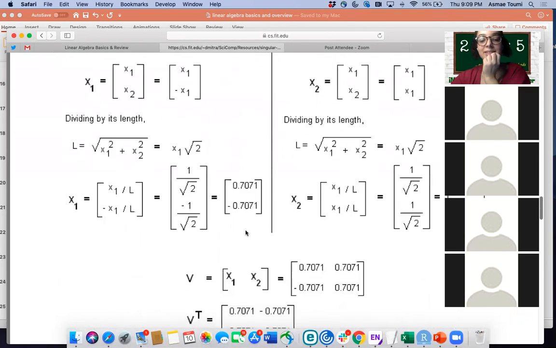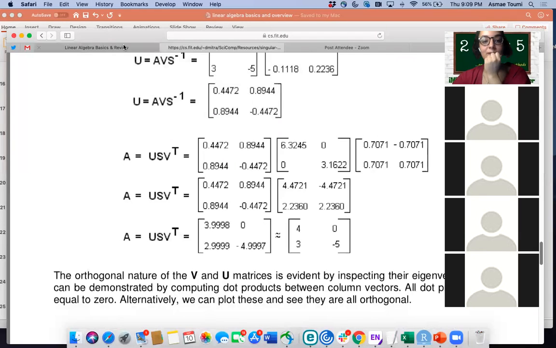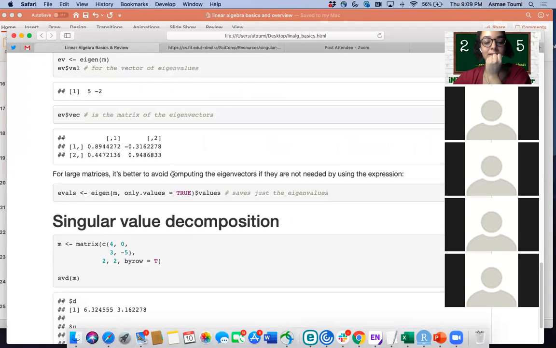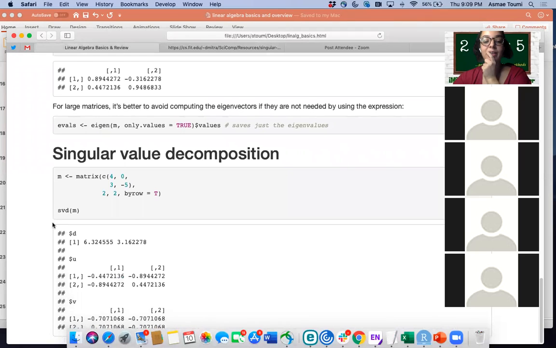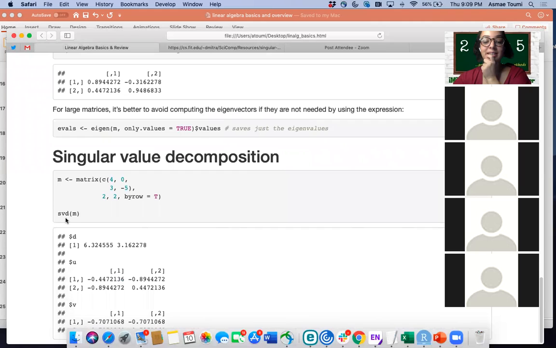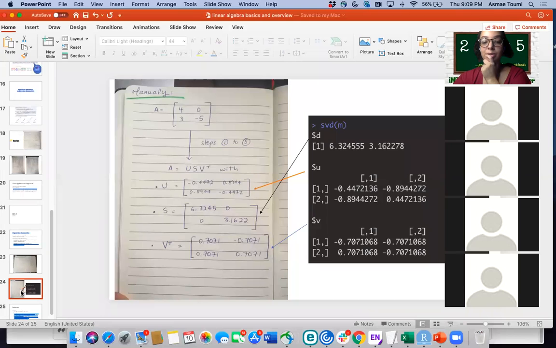So yeah, I think you get the idea. All right, so the way you do this in R, and this comes with base, you don't have to download a package for it, is you define your matrix, and then all you have to do is wrap it in SVD. And then you get a list, D, U, and V. You can double check these with what you found manually. So D actually corresponds to the S matrix here. U corresponds to this one. And then V corresponds to this one.